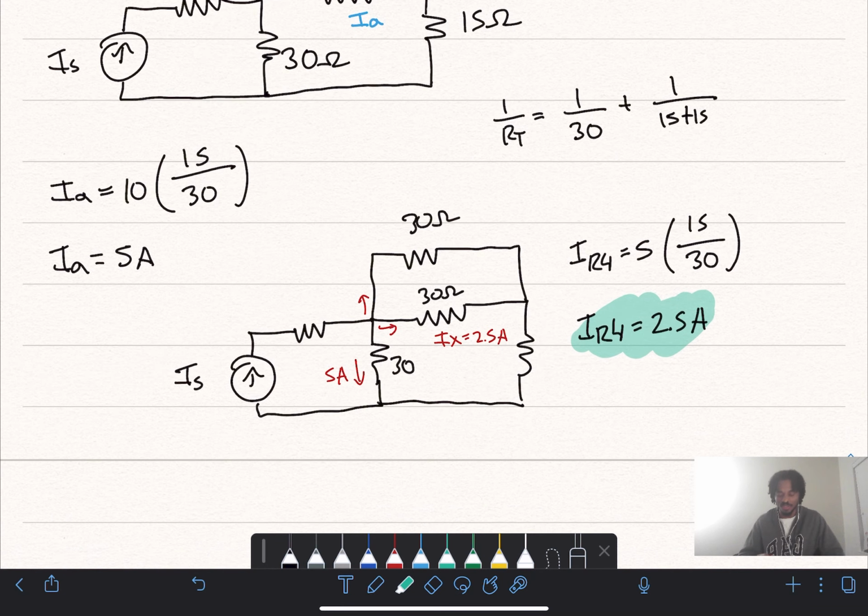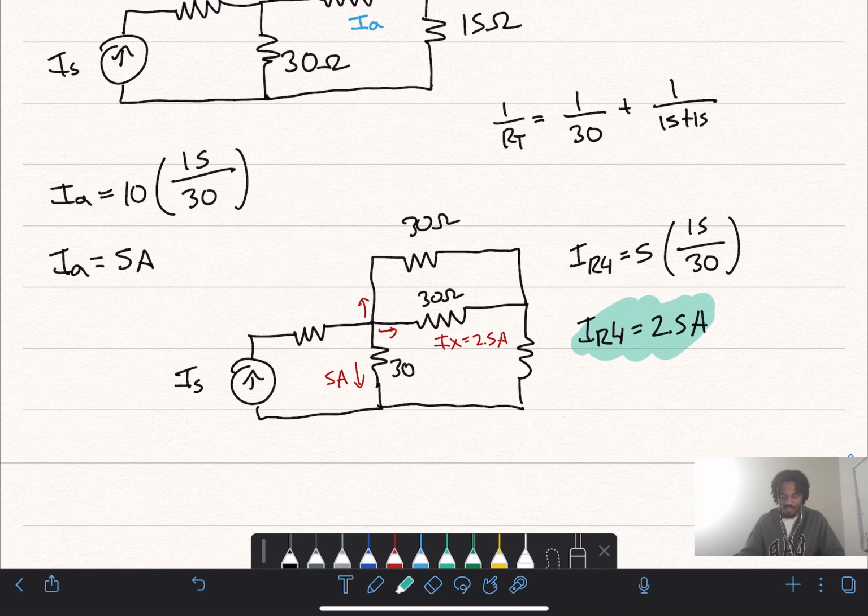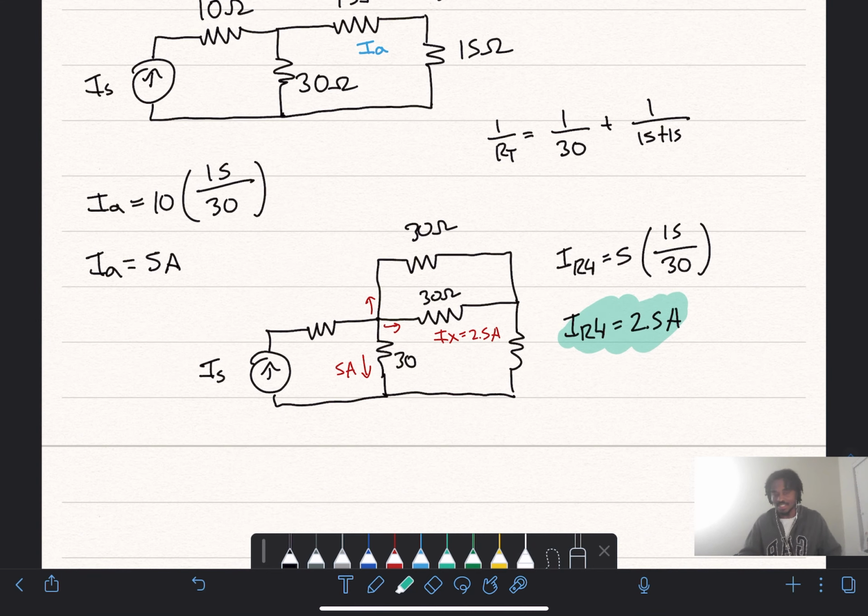And later on, we're going to talk about KCL. So hopefully these nodes and meshes and everything make sense later. So thanks.